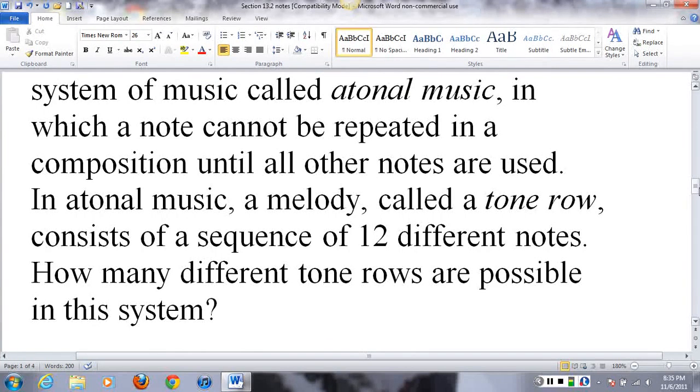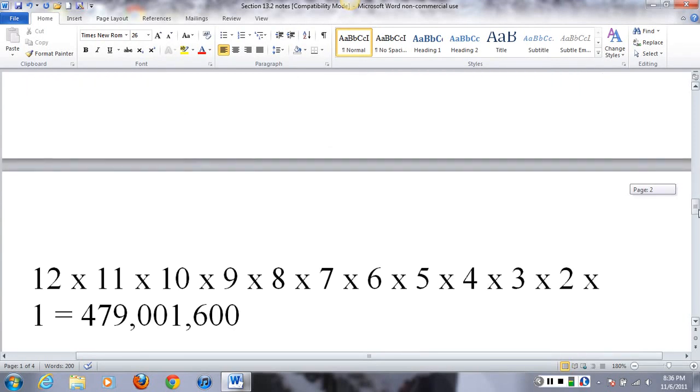So we have 12 different notes, and a note cannot be repeated until all the notes are used. So the first time we choose a note, there are 12 possibilities. If we can't repeat notes, whatever note we chose that first time we can't use again. That means there's 11 possibilities. Same thing again. We've used 2 notes, so there's 10 possible notes left over. And then continue it down, 9, 8, 7, so on, down to 1, which comes out to be about 479 million possibilities.